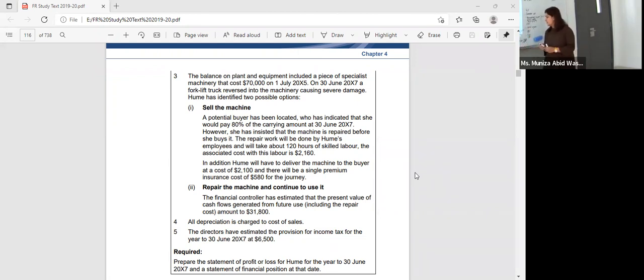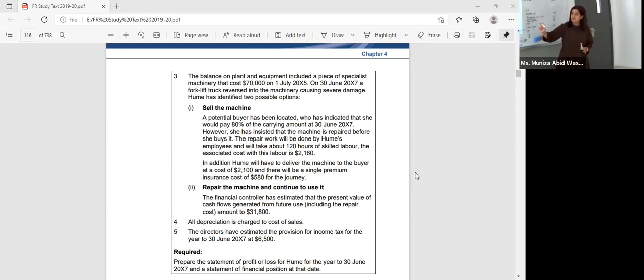How much NRV is there, students? 35840 minus 2160 minus 2100 and minus 580. How much? 31,000. 31,000 is our NRV. Got it?